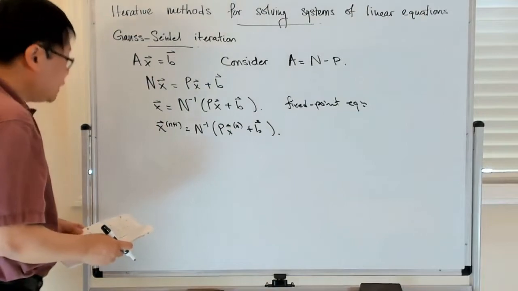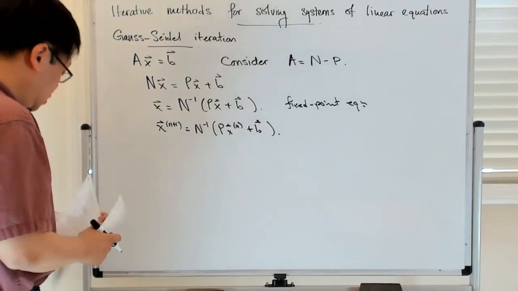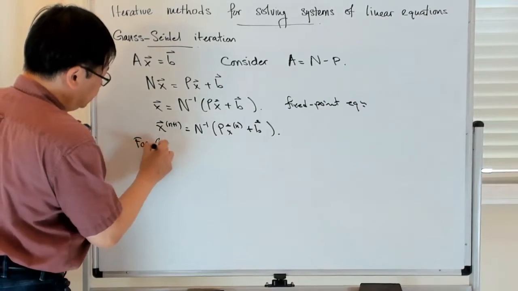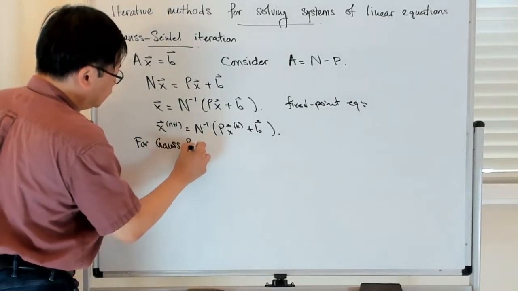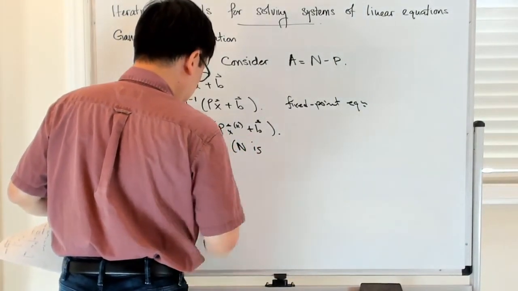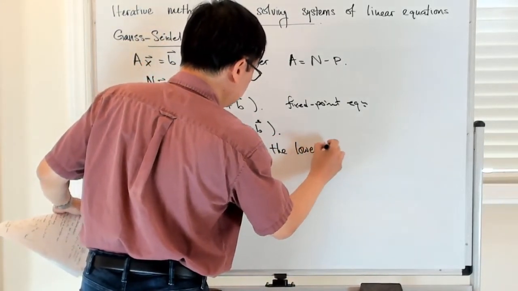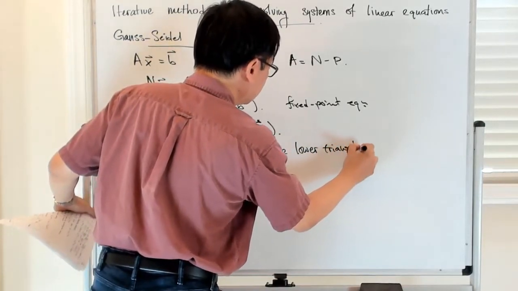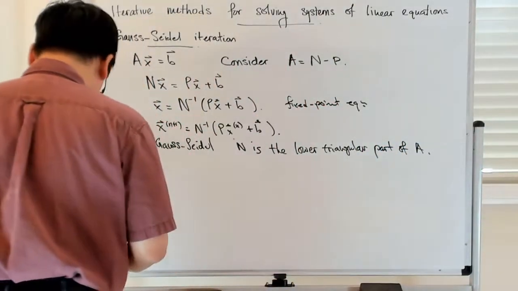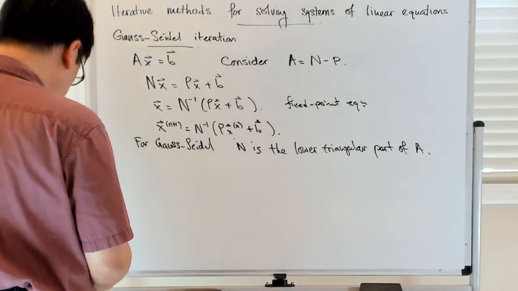Okay, so with Gauss-Seidel, what happens is that N is the lower triangular part of A. So let's see what happens.